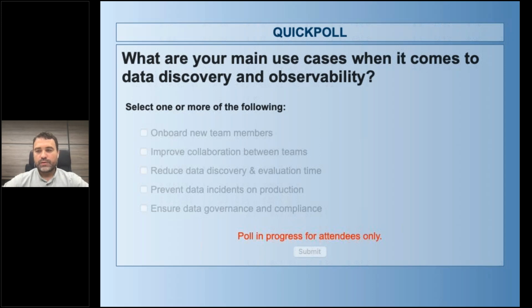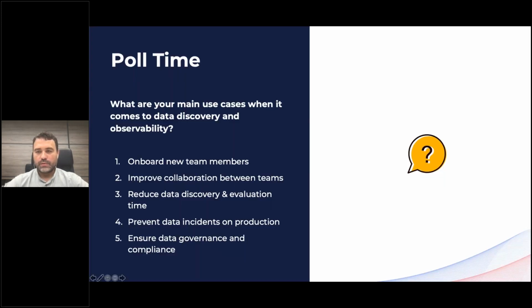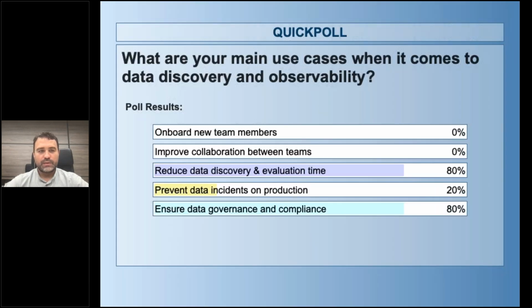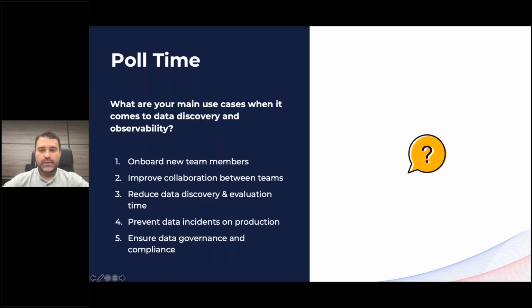So it looks like we received most answers. I'm closing the poll, sharing results. So yeah, as we can see, the most important topics for our audience is reducing data discovery and evaluation time. Yeah, it's very important. And of course, governance and compliance. Thanks for answers. Let me continue.